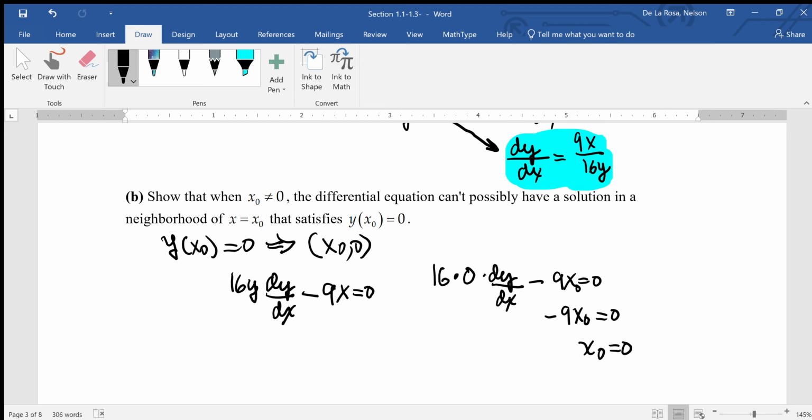So the problem is forcing x sub 0 to have a value different from 0, right? So it's impossible, because if y takes the value of 0, then x is going to be 0 as well. So this proves that it cannot happen, that there's no way that x sub 0 is different from 0 when y is 0 for this particular equation.